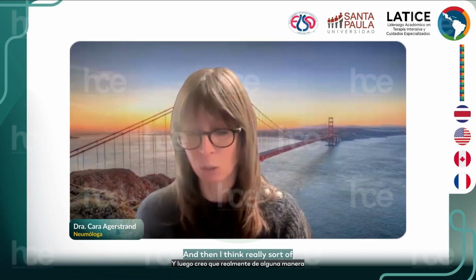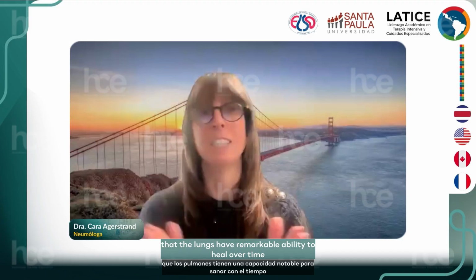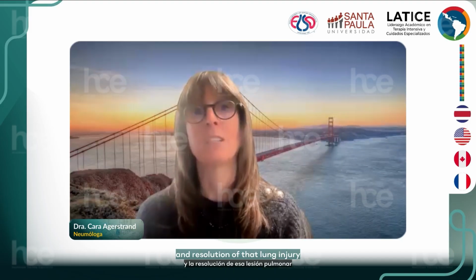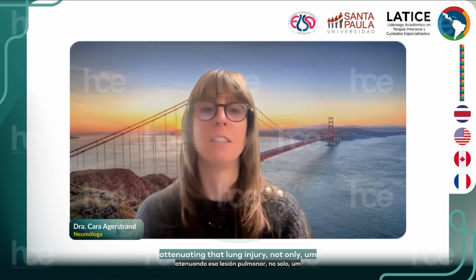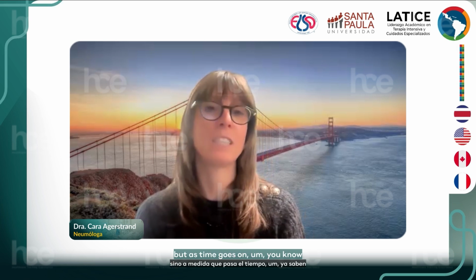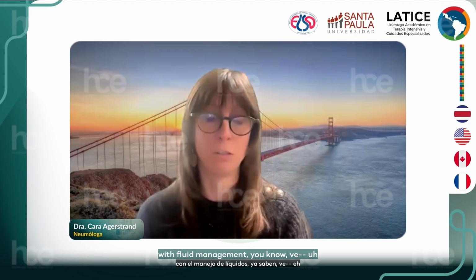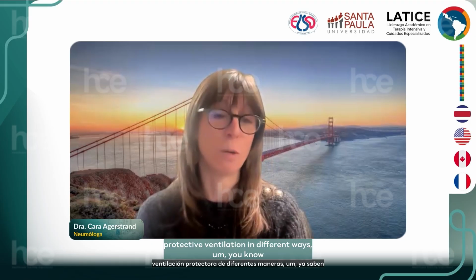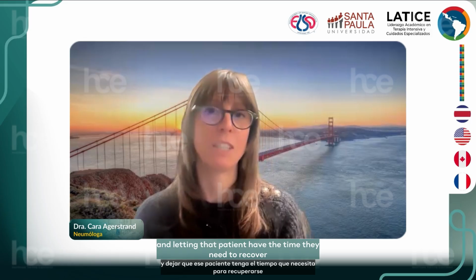And then I think really, as we touched on earlier, the lungs have a remarkable ability to heal over time. And resolution of that lung injury, attenuating that lung injury, not only during the early ECMO course, but as time goes on, with fluid management, protective ventilation in different ways, is really important, and letting that patient have the time they need to recover.